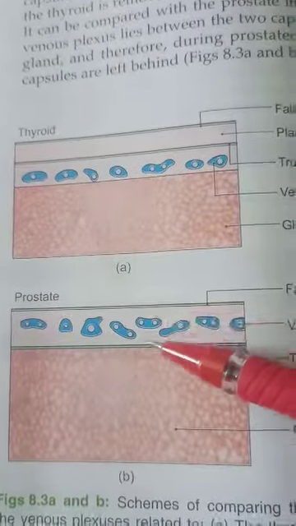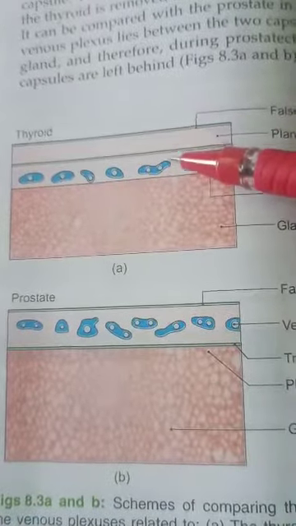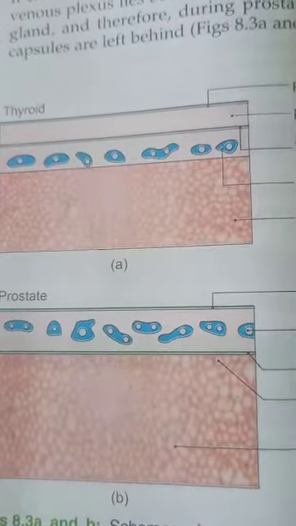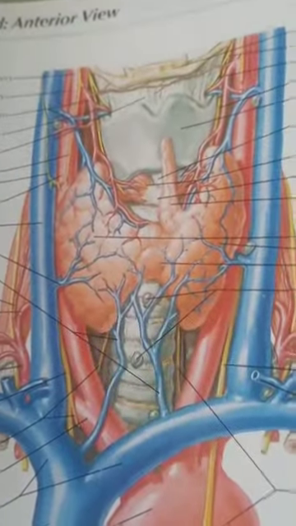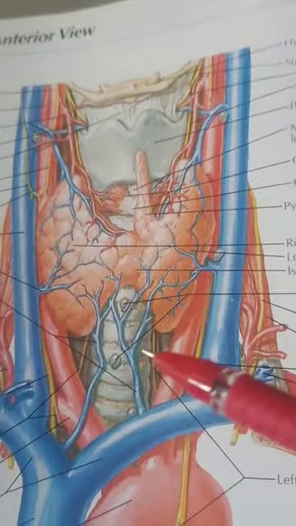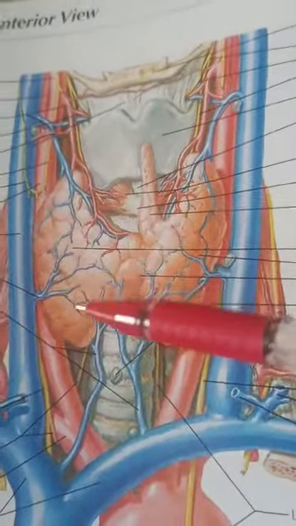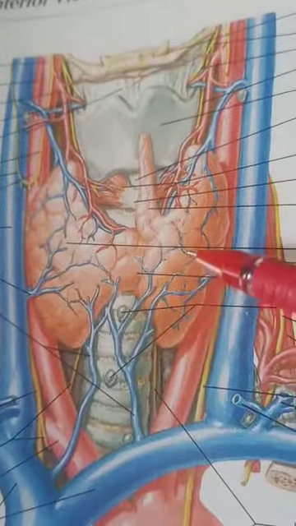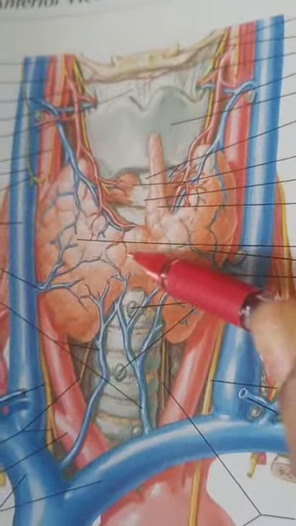So that's about the capsules, false capsule and true capsule of the thyroid gland. Then coming to the parts and relations of the thyroid gland. The thyroid gland has two lobes, right lobe and left lobe, connected by the isthmus.